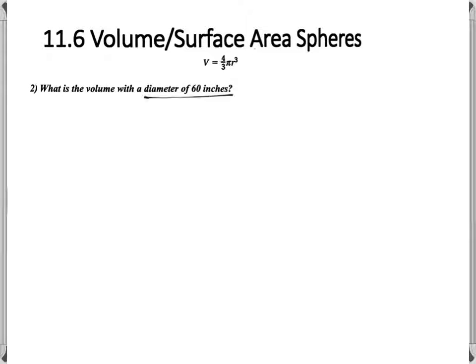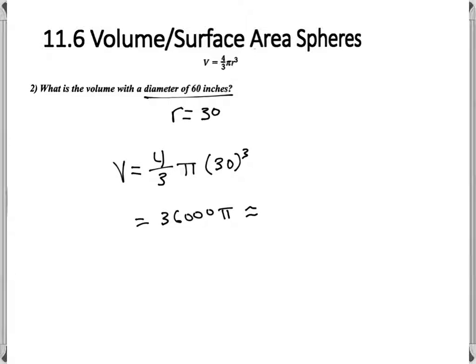Question 2, they give us the diameter is 60, but instead of diameter we want radius. So we cut the diameter in half and we get 30. So our volume formula becomes 4/3 pi times 30 cubed. When you multiply the 30 cubed and the 4/3, you should get your volume to be right around 36,000 pi. Or if you multiply it all out together, you end up with 113,097.3 inches cubed.